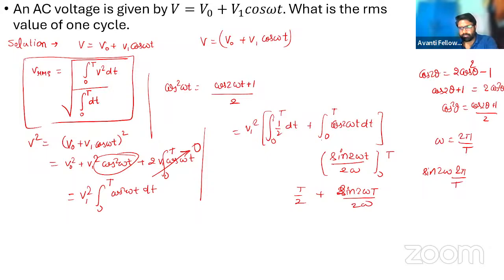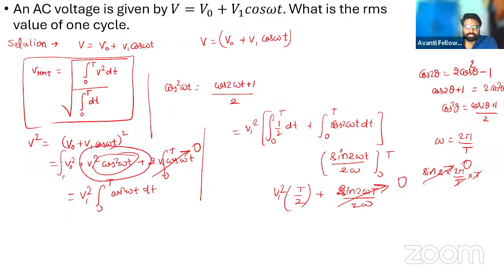Sorry, omega की value put कर रहे हैं ना, sin 2 into 2 pi by capital T into T. This and this will cancel and this will become sin 4 pi, which is nothing but 0. So this term will ultimately become 0. Only this term is remaining. Multiply by v1 square. ठीक है. So all we have done for v1 square cos square omega t.